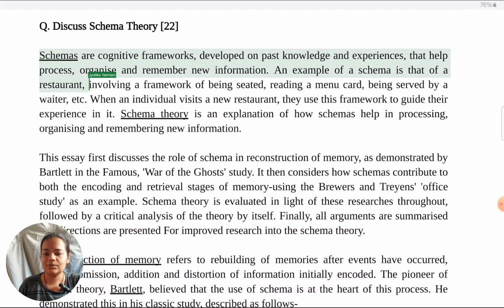So the first good thing about this essay, why it will score well, is there is a proper definition of schema, and an example is given to very precisely explain further what a schema is. So that is one merit of this essay. You can definitely read the definition.